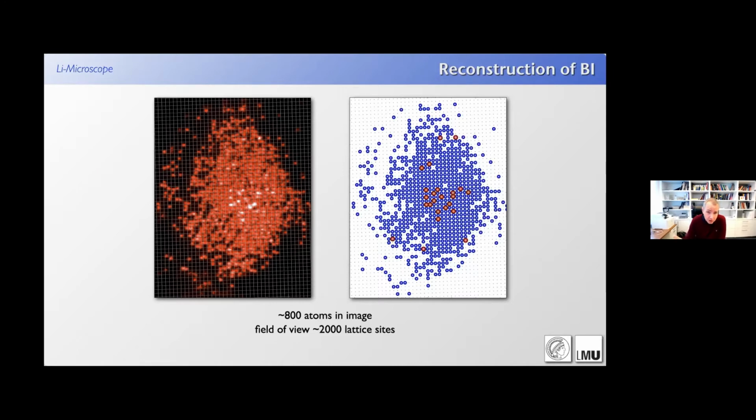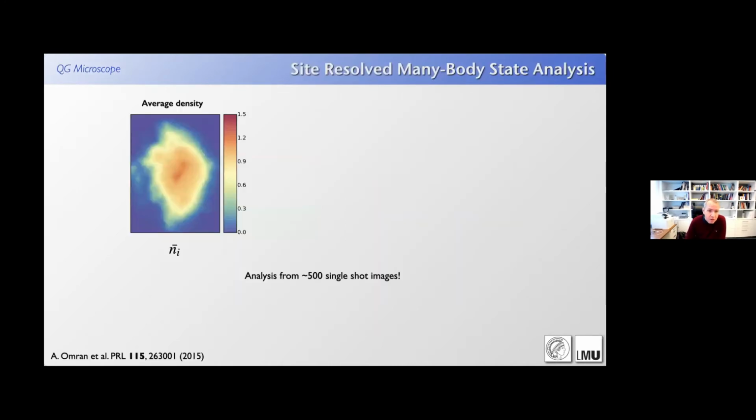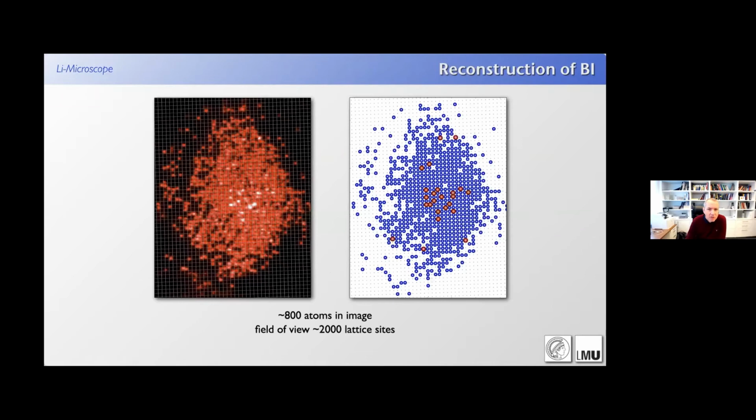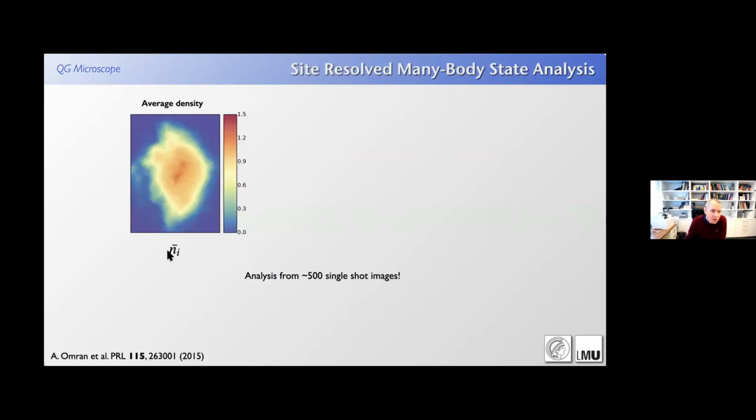That's a single picture. So now let's see what we can do if we have several hundreds of those. Well, the first thing you can do is, for example, calculate the average density of your system. So you can take 500 of these images. Each one will be slightly different. Remember, it's a different configuration of the many-body state. And then when you average them, you get, of course, the average local density in the system, which you can see here.